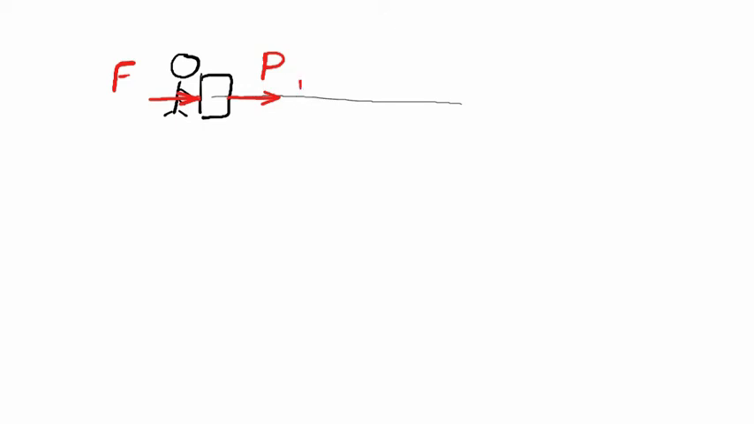Meanwhile, let's say that the box is here now. As the box is moving, it is being opposed by other forces. So other forces are acting on the box in the opposite direction, such as friction force and air resistance.